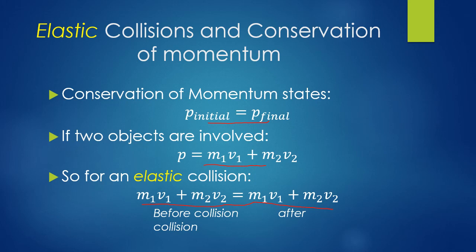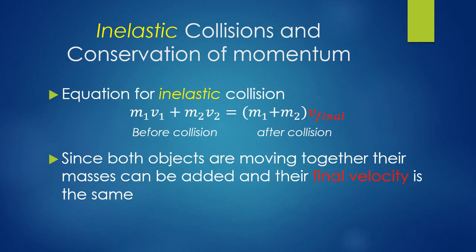Notice that there's an M1 and an M2 because collisions always occur between two different objects, and those two different objects will have two different masses. Notice there's also a V1 and a V2 because those two objects are going to also have their own velocities. We are not going to be calculating elastic collisions. I just wanted you to know the properties with elastic collisions. We are, however, going to be calculating problems for inelastic collisions.